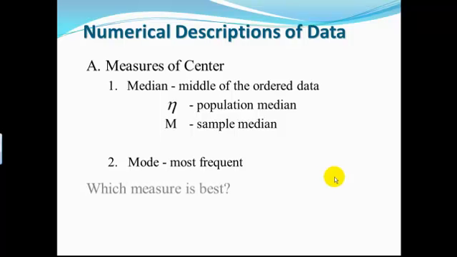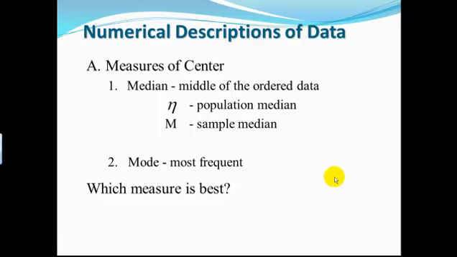Now the question that comes out of this discussion, we have three measures of center. Which measures best? And one way of answering this question is going to be dependent upon what you mean by center. If you're thinking about the average, then obviously the mean is best. If you're thinking about which one's in the middle, well, median. If someone were thinking about which one occurs most often, it's the mode.